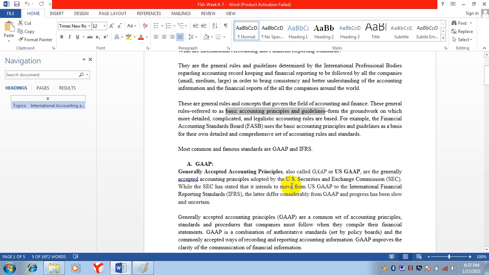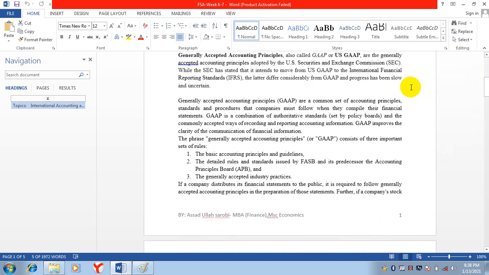Now, I told you that in 2002, the US Securities Exchange Commission decided that they will move from US GAAP towards International Financial Reporting Standards. The latter differ considerably from GAAP, and progress has been slow and uncertain. They have been trying since 2002 to combine both these bodies, GAAP and IFRS, but the progress is a bit slow. Maybe after some time you will see that there will be one accounting and finance body all over the world.